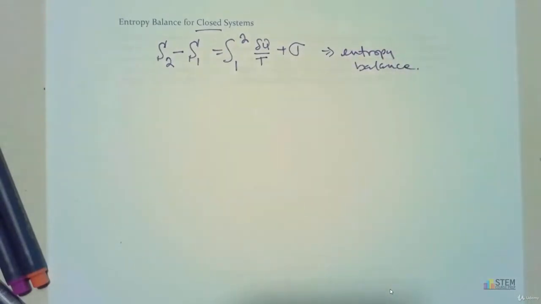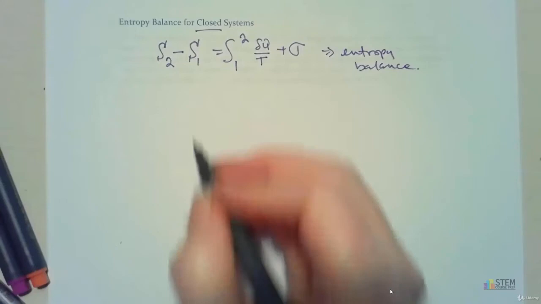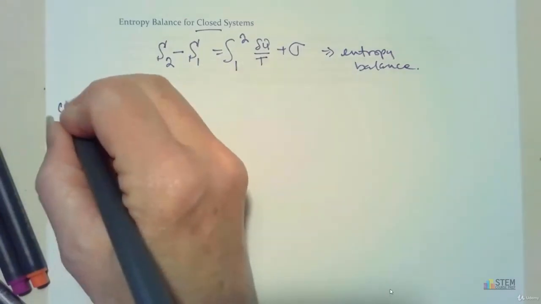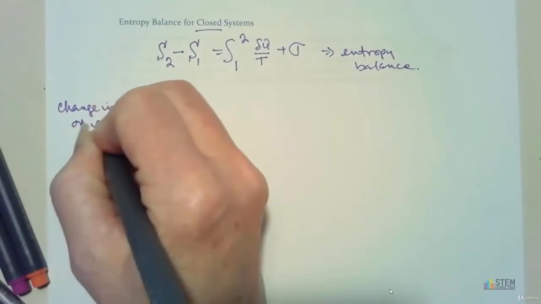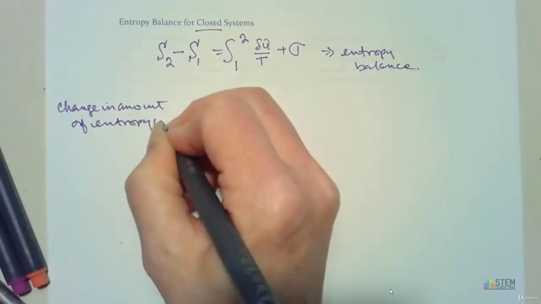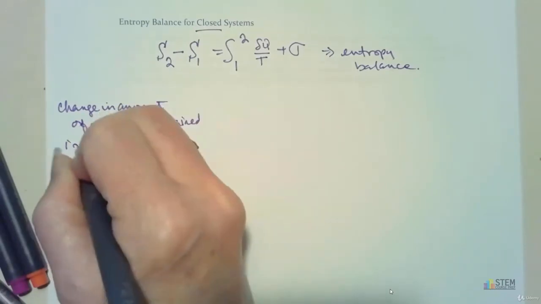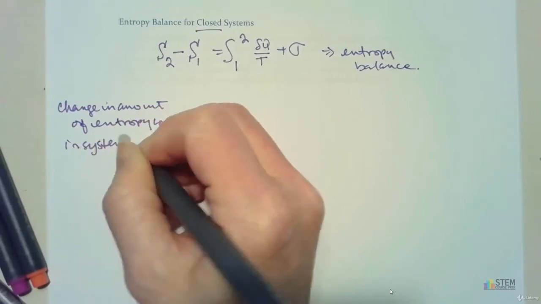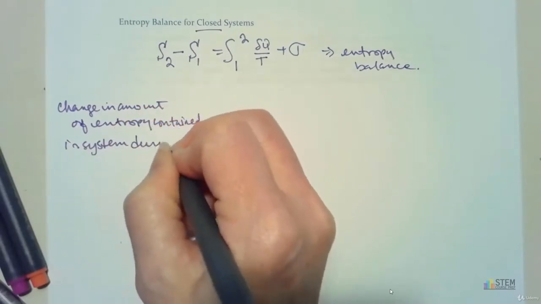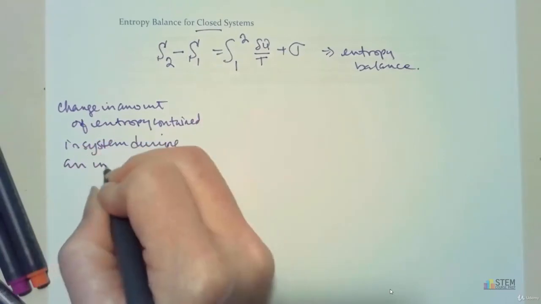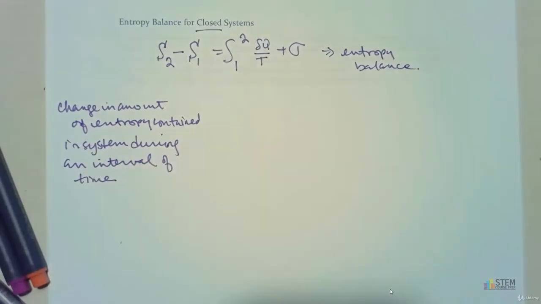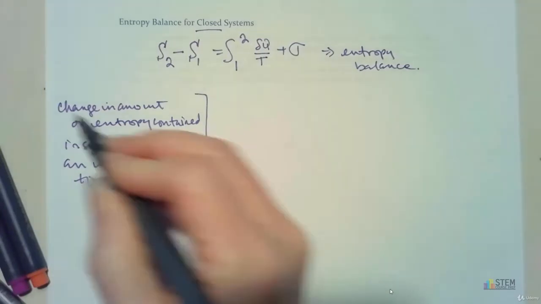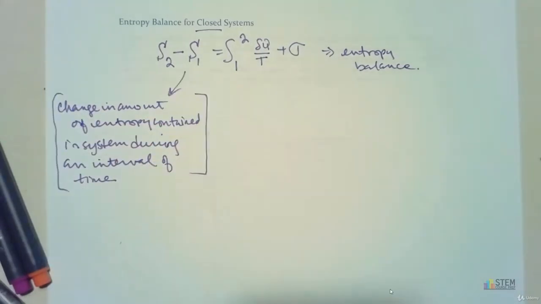All right, so we had energy balance. This is entropy balance. Now let's write out in words what all these terms are. So for the left side, that's going to be the change in the amount of entropy that's contained in the system during a certain interval of time. Okay, so that's what the left side is. And let's put it in brackets so it's obvious what term is which. So that's for that one.